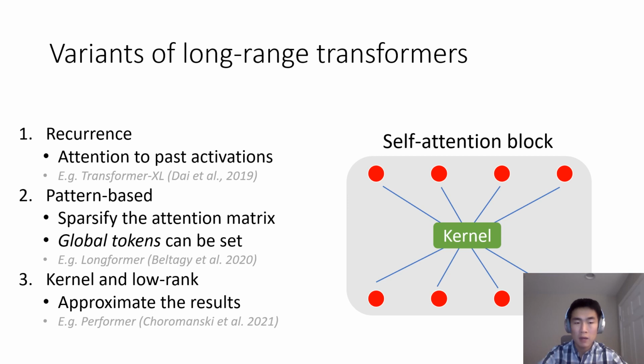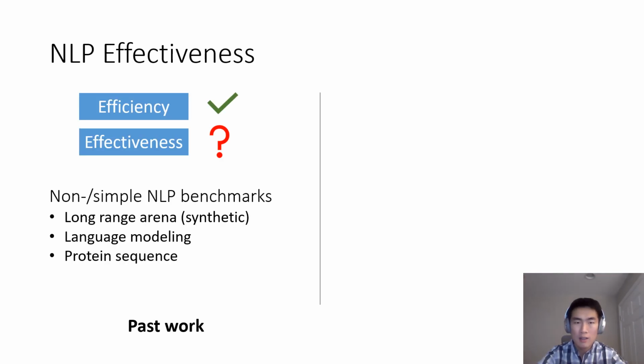The last type of method is kernel and low-rank methods. Instead of calculating the attention matrix, they try to approximate results with some mathematical tricks. For example, Performer. These methods of course come with certain evaluations, but they are mostly non-NLP or simple NLP benchmarks. For example, Long Range Arena, which is comprised of synthetic datasets, language modeling, and protein sequences.